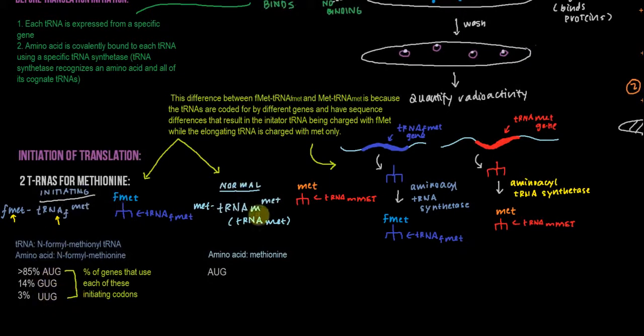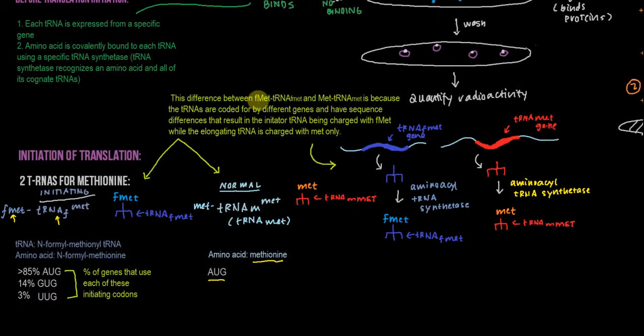Now this differs from the normal tRNAmet, which is just the normal tRNA for methionine that's charged with methionine and not fMet. The amino acid associated with this one is methionine, and it only uses AUG. So why might there be these differences? What genetically is going on?